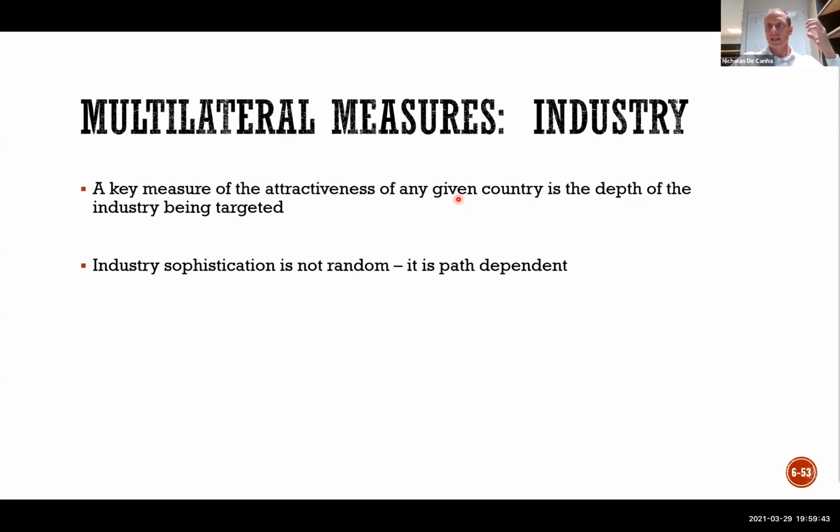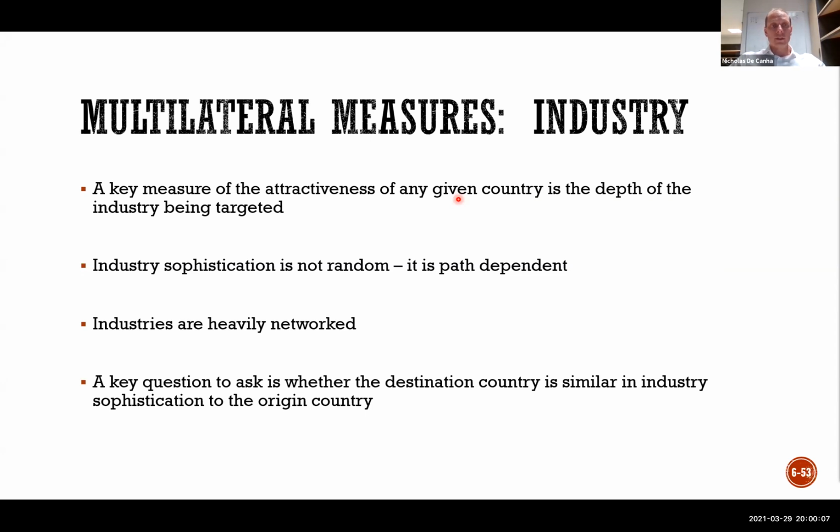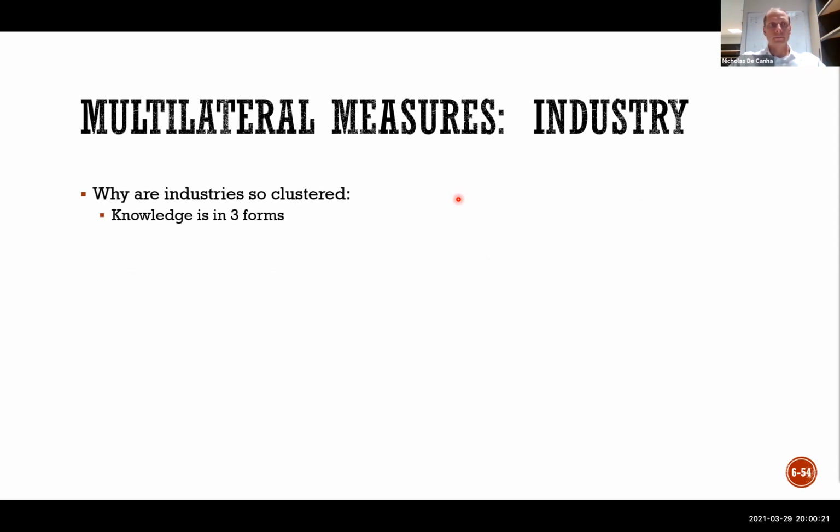You may recall we had a conversation about Kenya in one of our first classes. Why wouldn't Apple establish in Kenya? And they said, well, there's nothing there. So the reality is you need industry in order to walk up the scale of sophistication. And we said, actually, the words we used, you can't jump too high. Industries are heavily networked. And a key question to ask is whether the destination country is similar in industry sophistication to your origin country. That is a bilateral difference question, and we're going to talk about that in our next lecture.